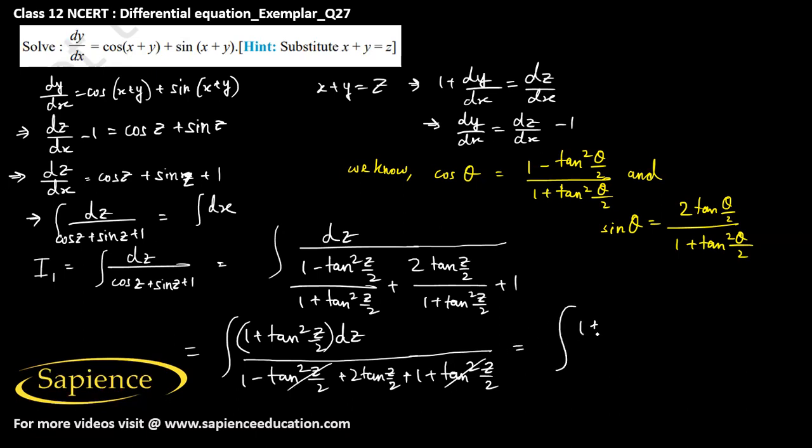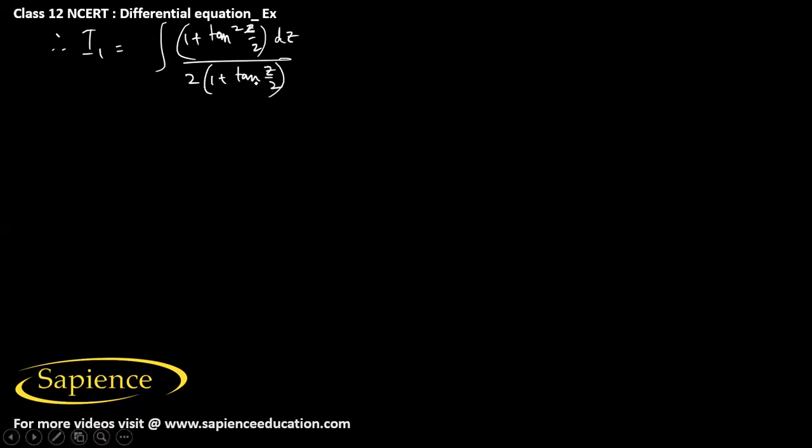Then we will get integral 1 plus tan square z by 2 into dz divided by 2 plus 2 tan z by 2. Okay, so then we can integrate this on the next page. So the integral I1 is integral 1 plus tan square z by 2 into dz divided by 2 into 1 plus tan z by 2. We can write it like this. So 1 plus tan square theta, it is sec square theta. So I can write sec square z by 2 times dz divided by 2 into 1 plus tan z by 2.